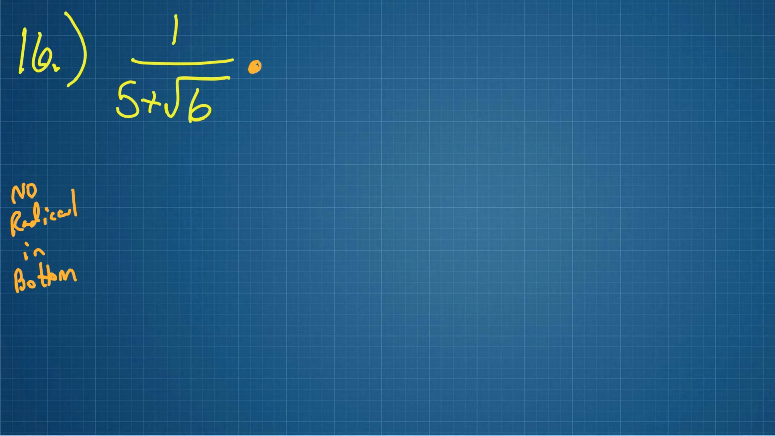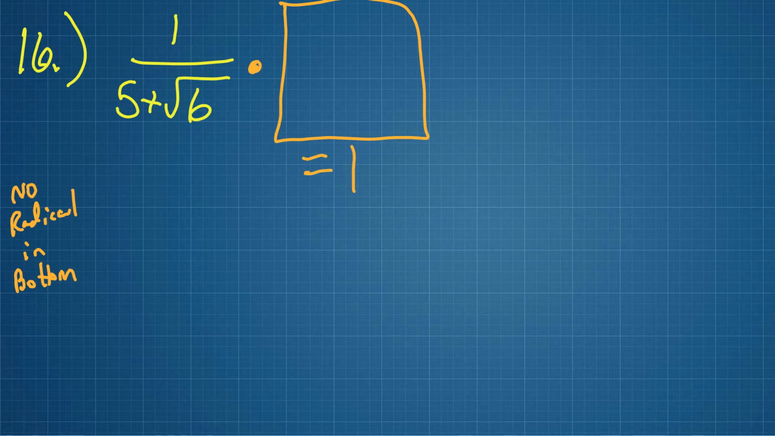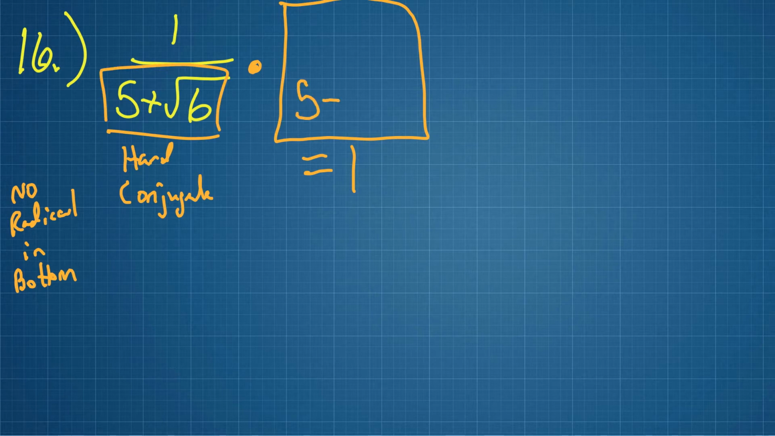So I have to multiply by a conjugate. That's why I make the box. It's just me reminding myself, hey, whatever's in this box has to equal 1. Now this is a hard conjugate, which means I take 5 plus radical 6, I rewrite it, but I put a minus in the middle. I do the same thing on top. I put 5 minus radical 6. Because if the top and bottom don't match exactly, then it doesn't equal 1.